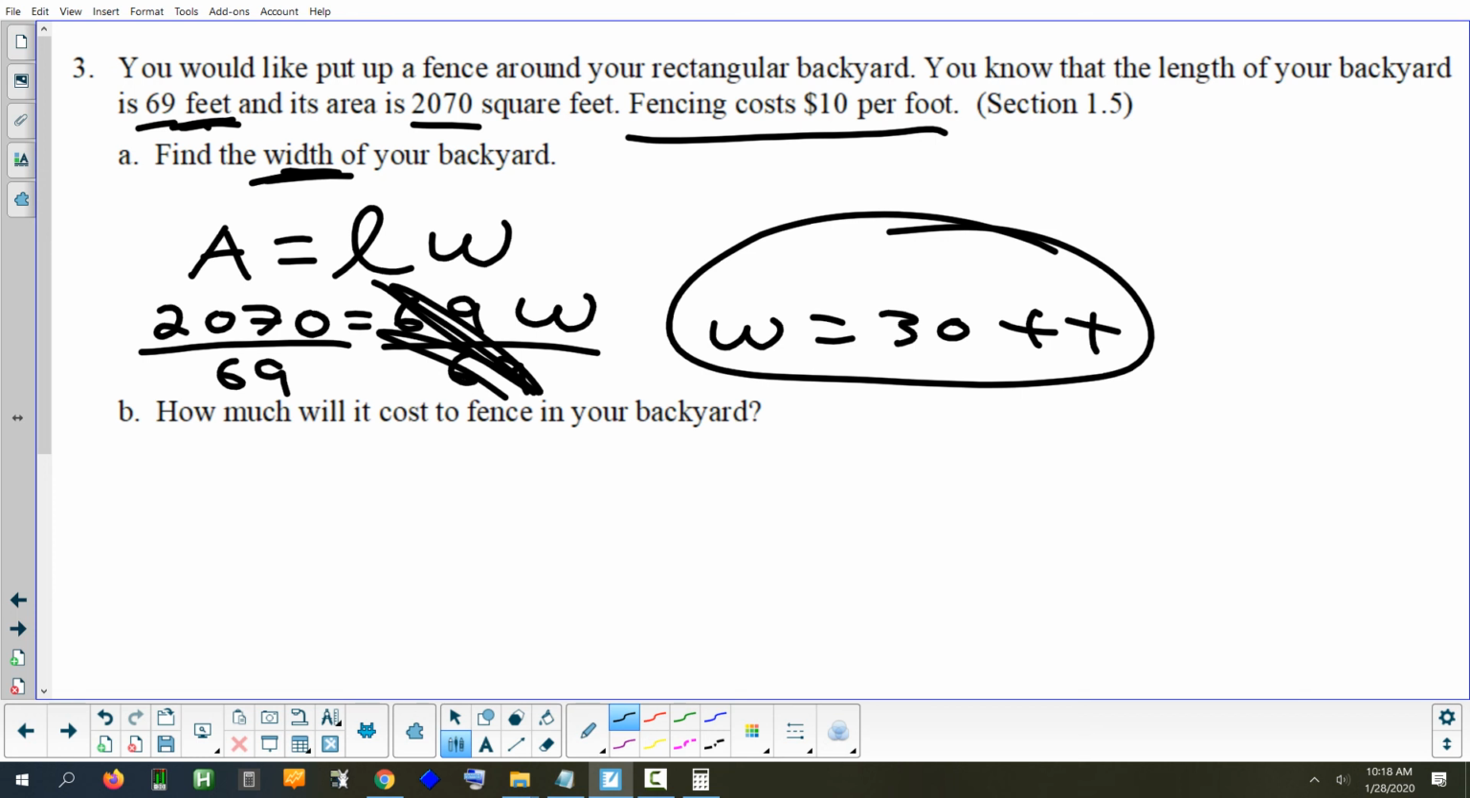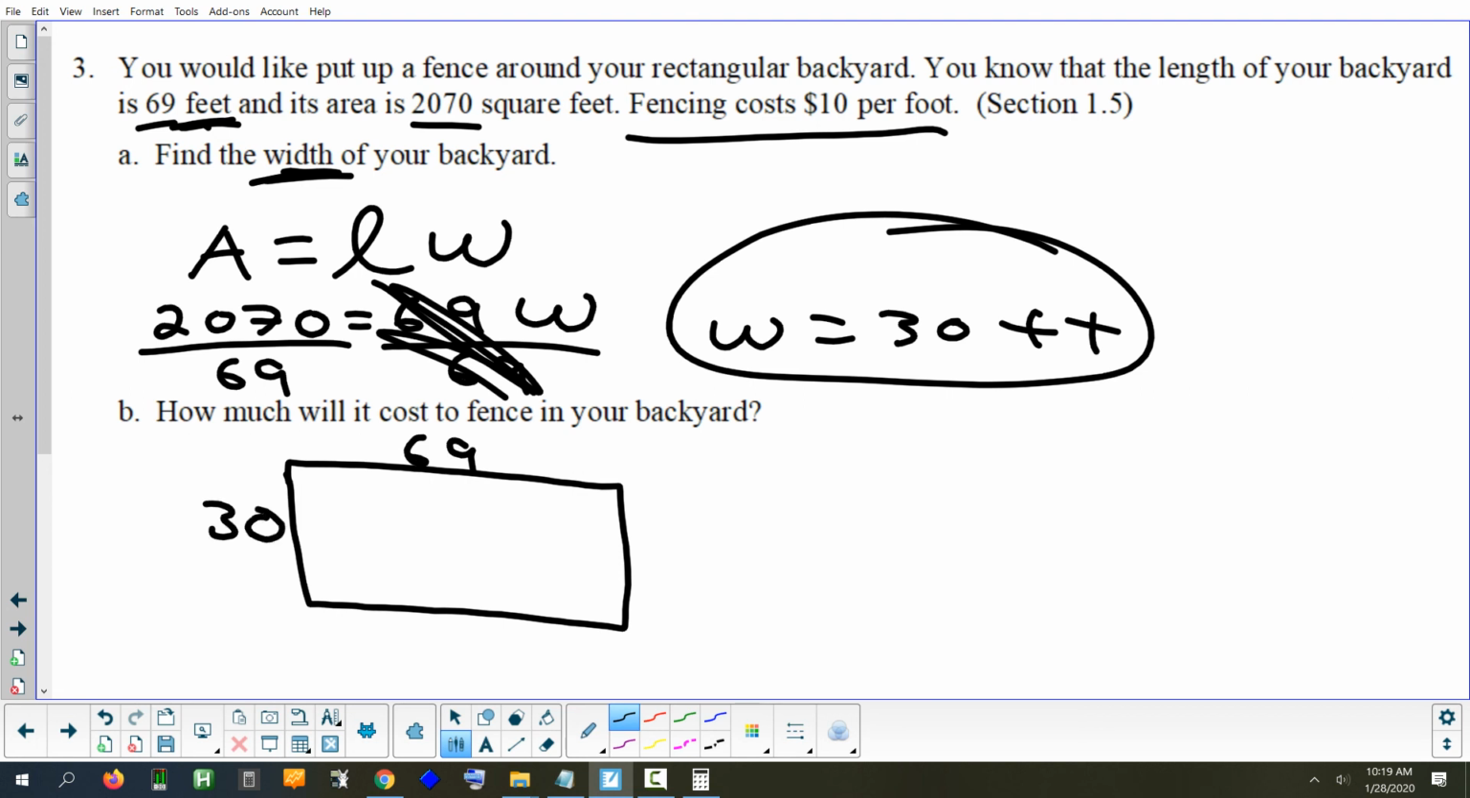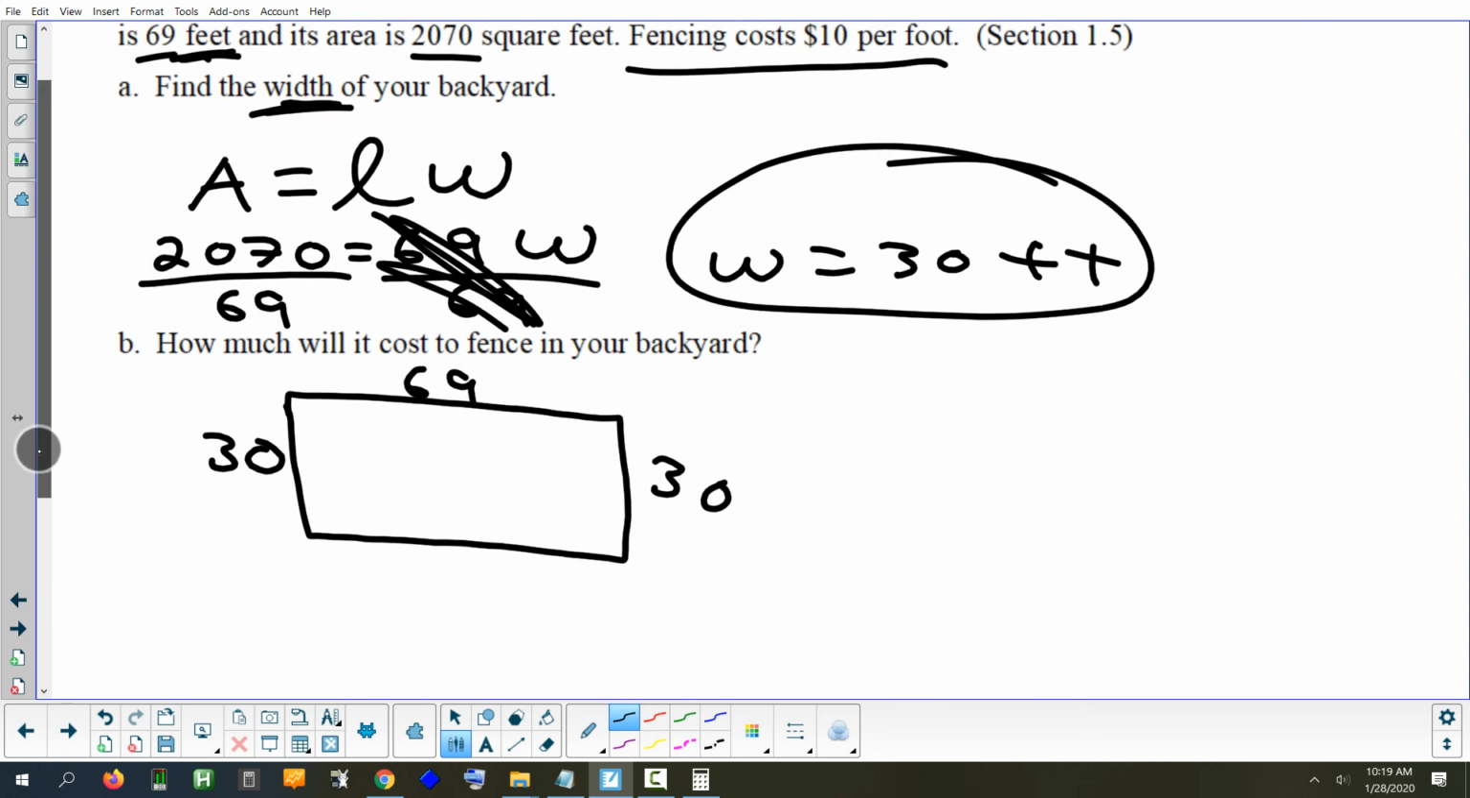All right, now we got to figure out how much it costs to put a fence up in the backyard. What's the shape of the backyard again? It's a rectangle. So here's the rectangle. That represents our backyard. How long is the backyard? 69 feet. Yep, 69 feet. How wide is the backyard? That's what we just figured out. Now, what about the right side of the backyard? It's also 30 because it's a rectangle. And the bottom of the backyard.